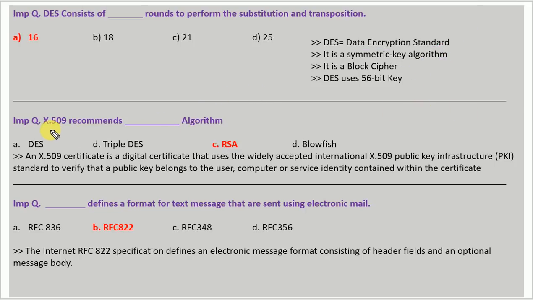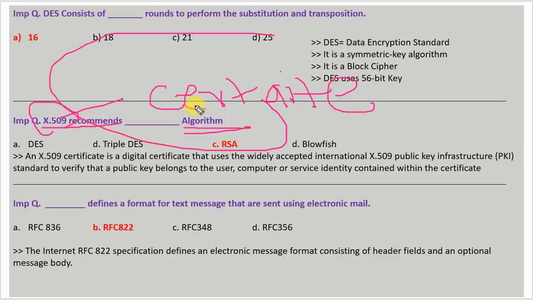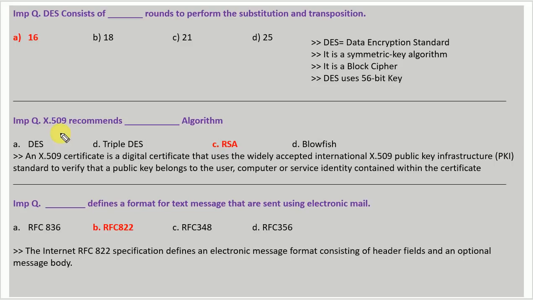And the next question is, X.509 recommends dash algorithm. Okay, in the last video as well, and I think in one of the videos, we have discussed X.509. So X.509 is related to certificate management. In that video also I told you, if you see anything related to certificate management, it's nothing but X.509. So X.509 recommends dash algorithm. Okay, so let's discuss the options: DES, triple DES, RSA, and Blowfish. So the correct answer is RSA.